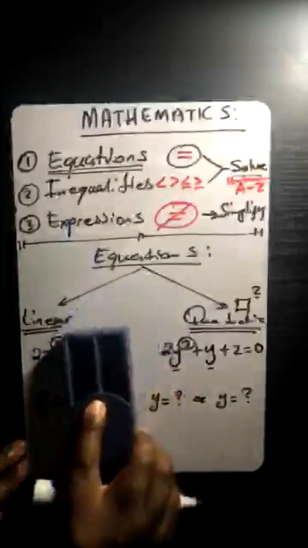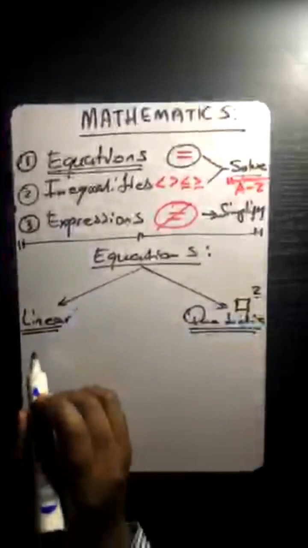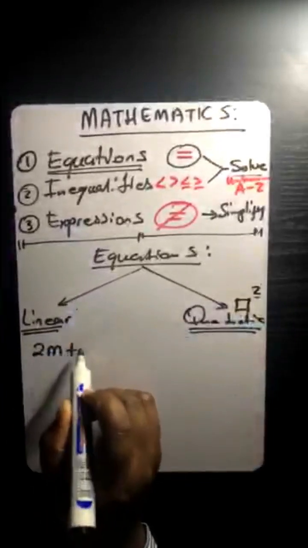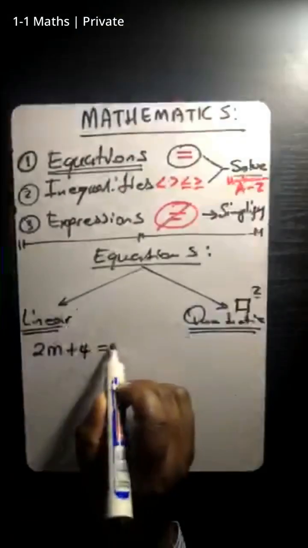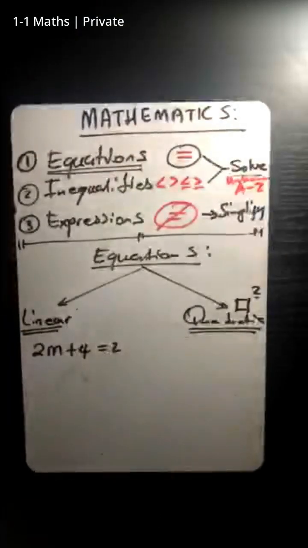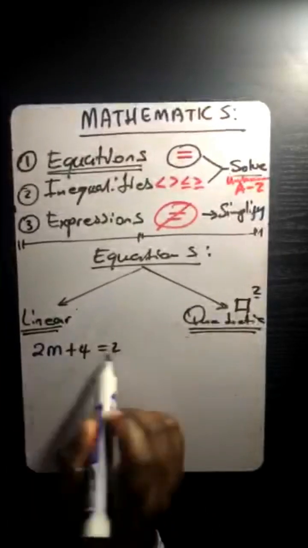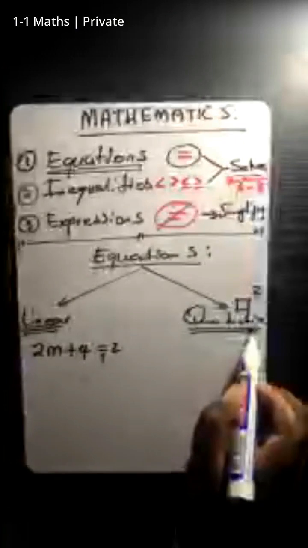So if, for example, we are having 2m plus m equals to, let me be realistic and say something of that nature. Already this is an equation because of an equal sign. But now, what type of an equation is that? Is it a linear or is it a quadratic?